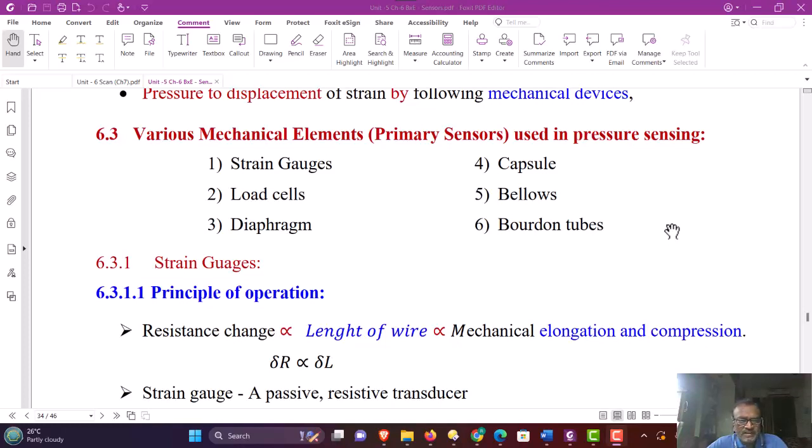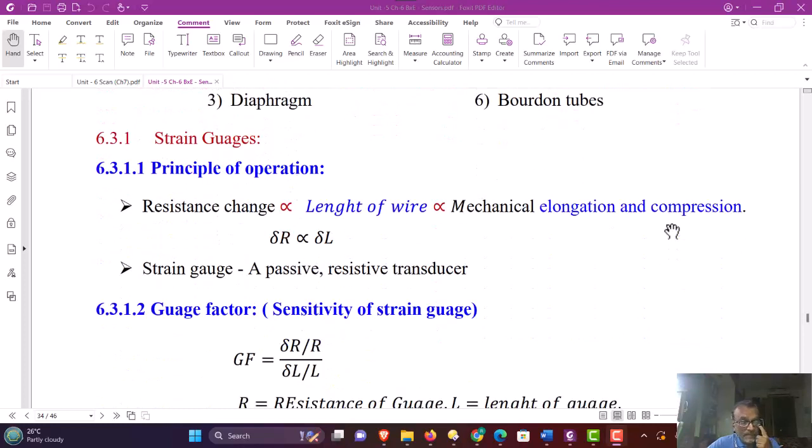Let us see what is strain gauge. The principle of operation of the strain gauge is when a strain is applied to a strain gauge, it changes the length. Strain gauge is basically a metallic wire. When the strain is applied to the metallic wire, it elongates. When it elongates, the resistance of the wire will be changed. The change in resistance is proportional to the elongation.